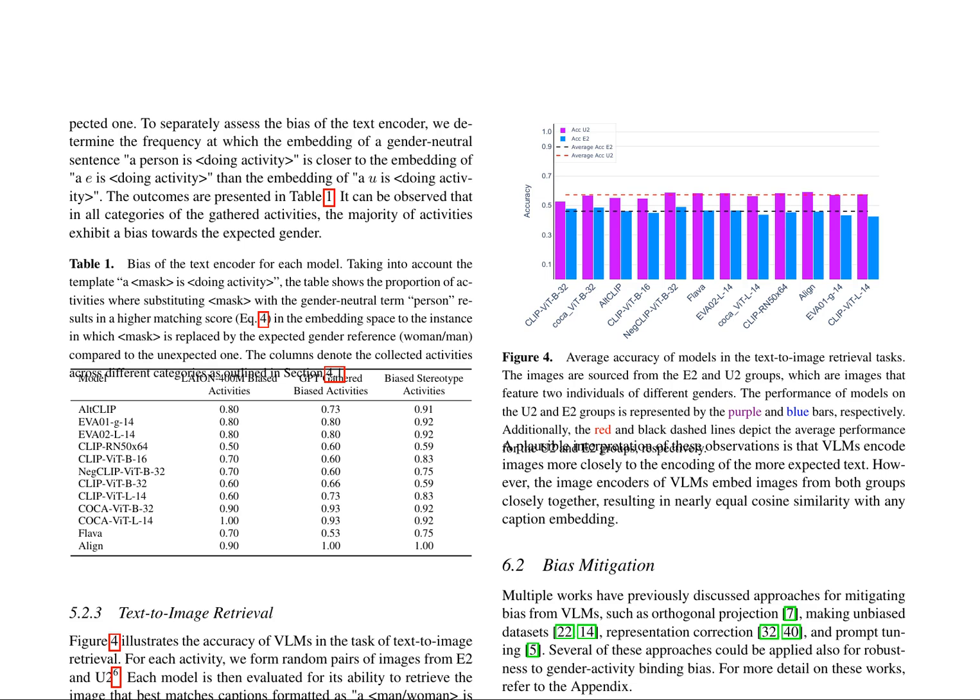In text-to-image retrieval tasks, VLMs form random pairs of images from two groups, E2 and U2. The results, illustrated in Figure 4, show that VLMs achieve an accuracy of approximately 50% in retrieving the correct image, indicating that their performance is nearly random in this task. This suggests that VLMs fail to recognize the performer of the activity based on the text.